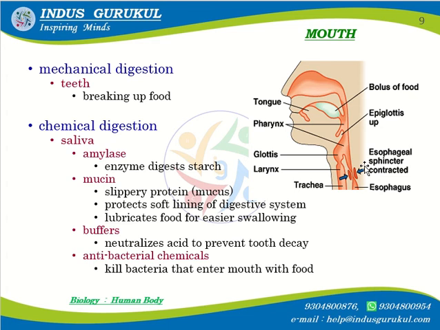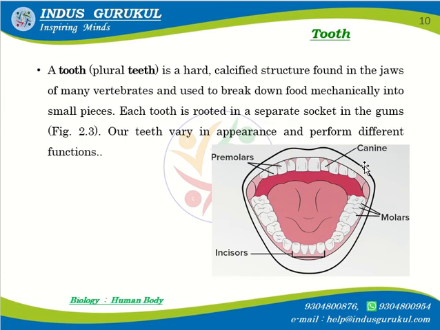Now mechanical, as the name sounds, is very simply chewing by the teeth, which breaks down the food into smaller particles, whereas in chemical digestion, through the saliva, different enzymes are released like amylase and mucin, which further break down the food and make it even simpler. A tooth is a hard calcified structure found in the jaws of many vertebrates, and it is used to break down the food mechanically. That's the tool for mechanical breakdown.